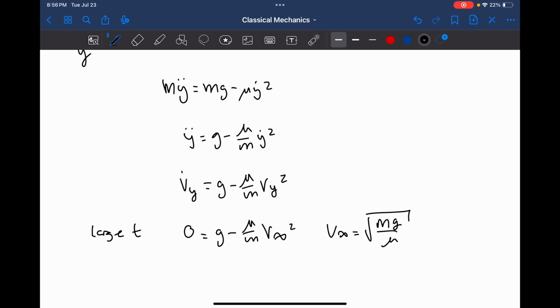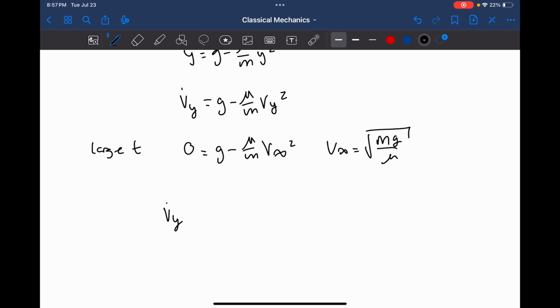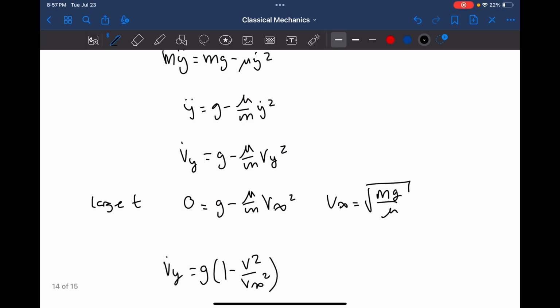If the friction coefficient mu is large, then the terminal velocity will be slower. It should reach terminal velocity quicker. We can now rewrite the differential equation as v dot y is equal to g times what? Well, it's going to be 1 minus v squared over v infinity squared. All you have to do is rearrange this equation here.